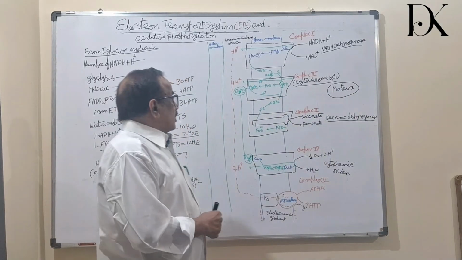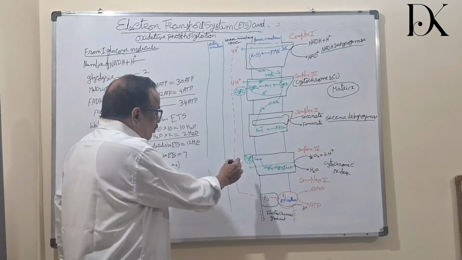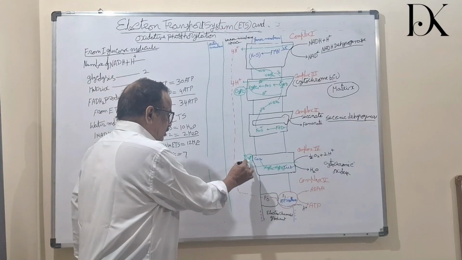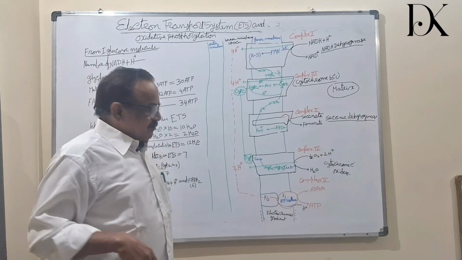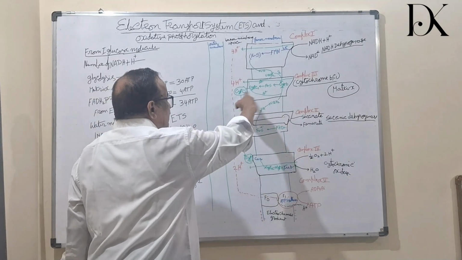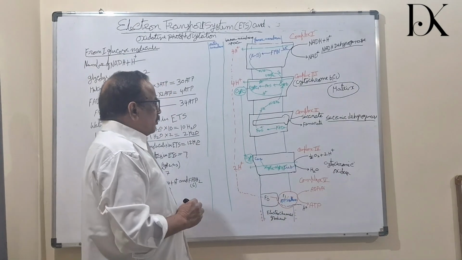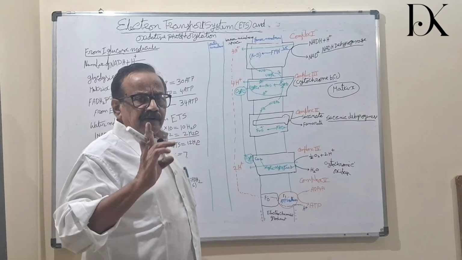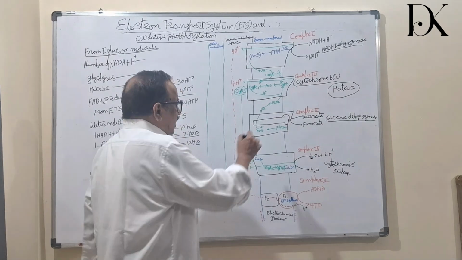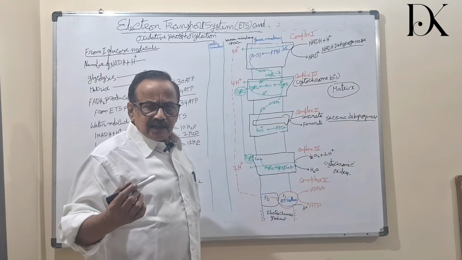Now in addition to that, you should understand which one is acting as the mobile electron carrier: cytochrome c. This he can ask. From where to where it will carry, that also you can ask. From complex 3 to complex 4. And next, how many protons are pumped from complex 2? Protons pumped are 0 because it is not pumping any protons. This you can ask in another direction.